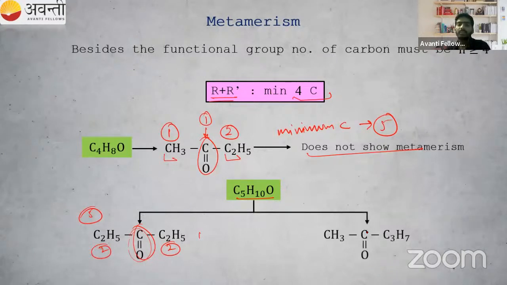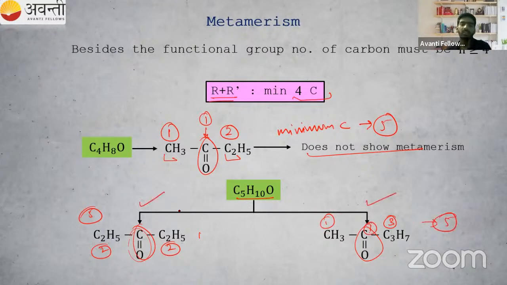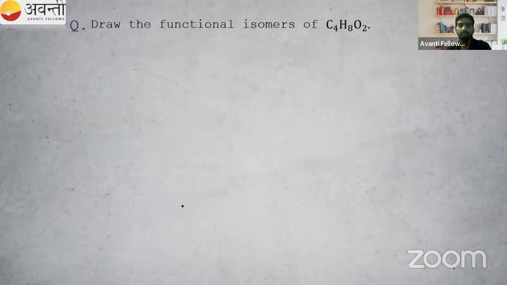Next, in this also another possibility. 1 carbon C double bond O, this side 3 carbon, this side 1 carbon, and including this carbon, total how many carbons? 5. So this is also a metamerism. Correct. Now let's go on to draw the functional isomers of C4H8O.